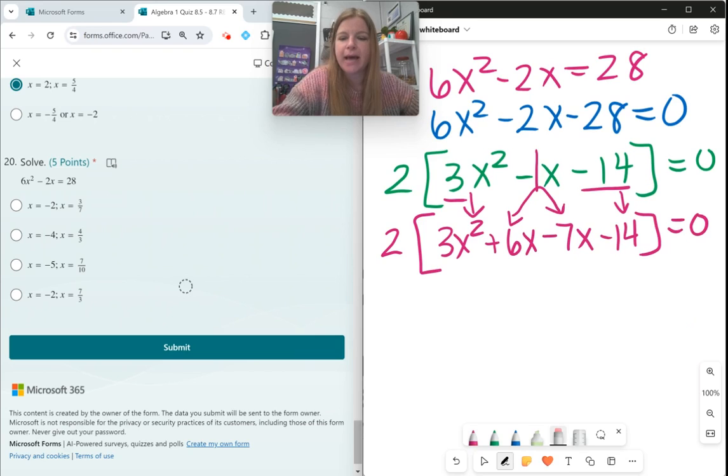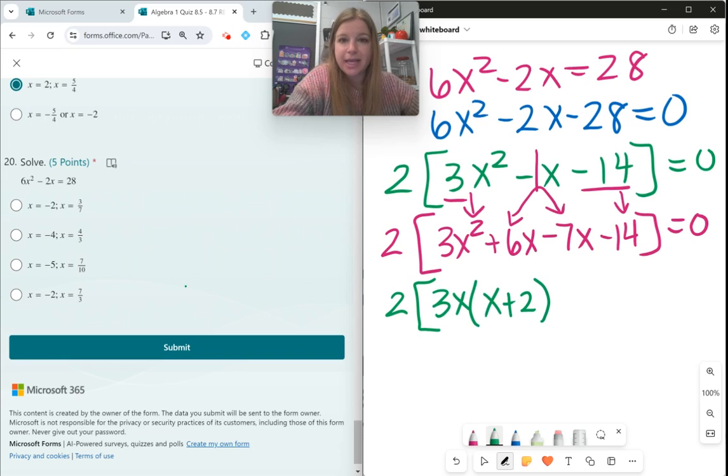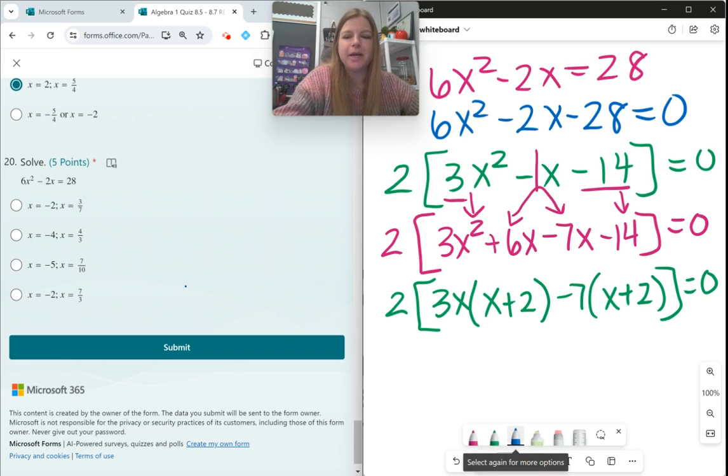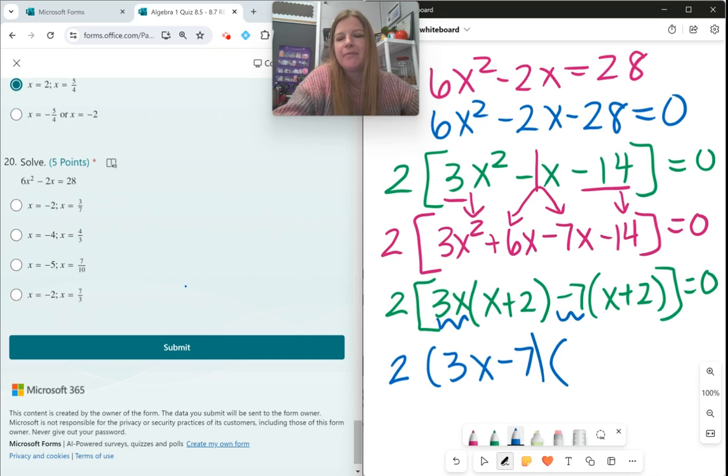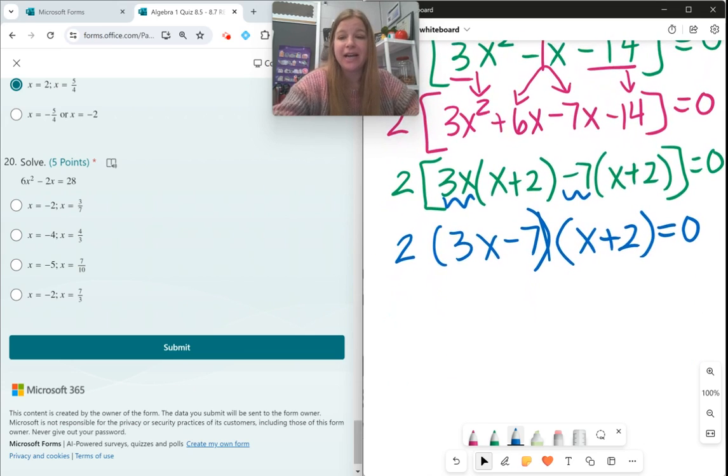Let's go ahead and erase that so I have space. Again, I bring down my 2 that I factored out. I now factor out the GCF. So GCF of these first two terms is 3x. I'm left with x plus 2. GCF of these second two terms is a negative 7. I'm left with x plus 2. Final factored form, ready, is the 2 on the outside. Then I have my GCFs of 3x minus 7. And then I have my last part of x plus 2. And that little GCF of 2 that we factored out from the beginning just stayed on the outside there.